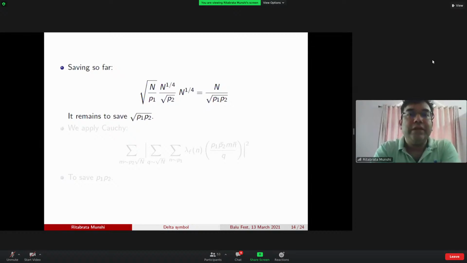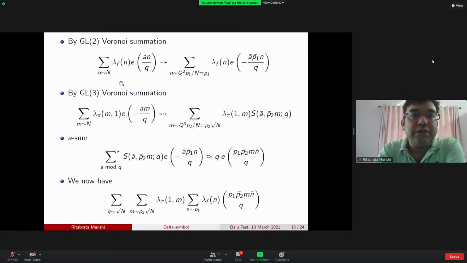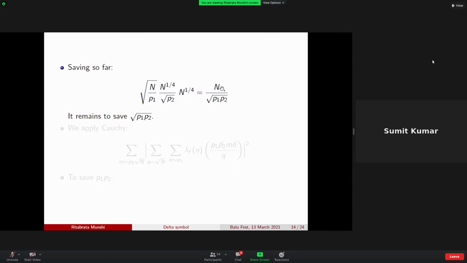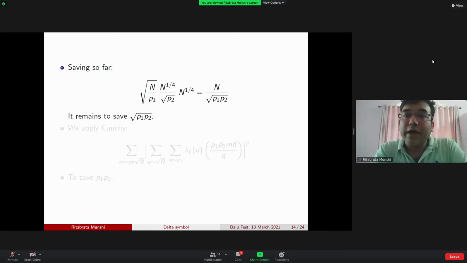All right. Now, let's see how much we have saved by this. We have applied a GL2 and a GL3 Voronoi. From the GL2, the saving here is square root of N by square root of P1. The saving here is square root of N by square root of P2 square root of N. And the saving here is square root of Q. So that's the three things that we have. This is the saving from GL2 Voronoi, this is the saving from the GL3 Voronoi, and N to the power 1/4, which is square root of Q, is the saving from the A sum or the character sum. This turns out to be N by square root of P1, P2. Recall that we had lost capital N, and our problem was to gain back capital N and something extra. So here we still need to save square root of P1, P2, and something extra.